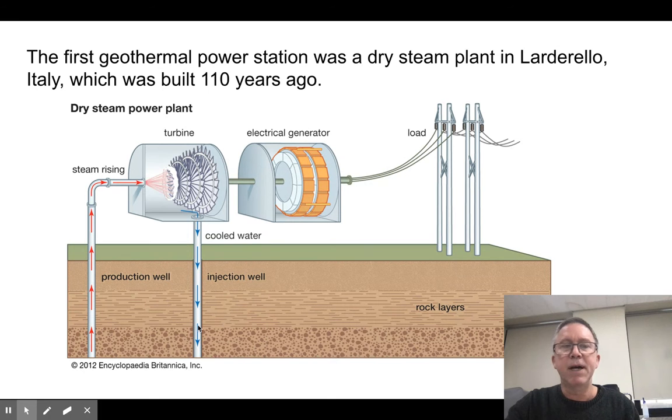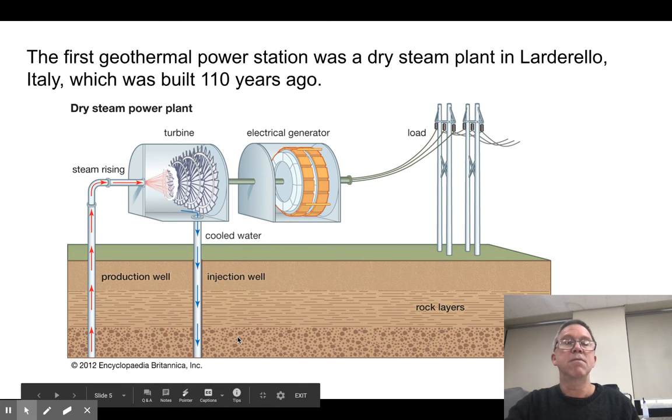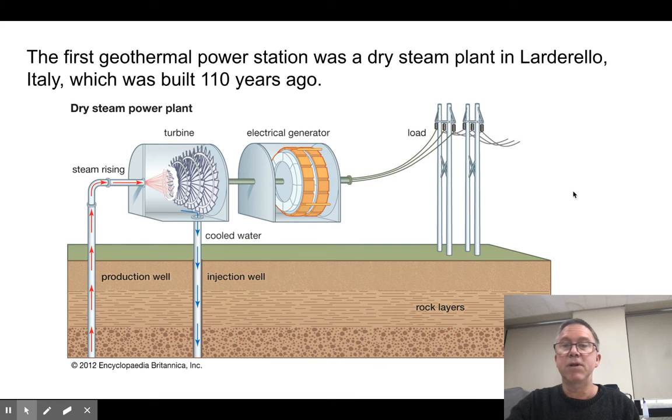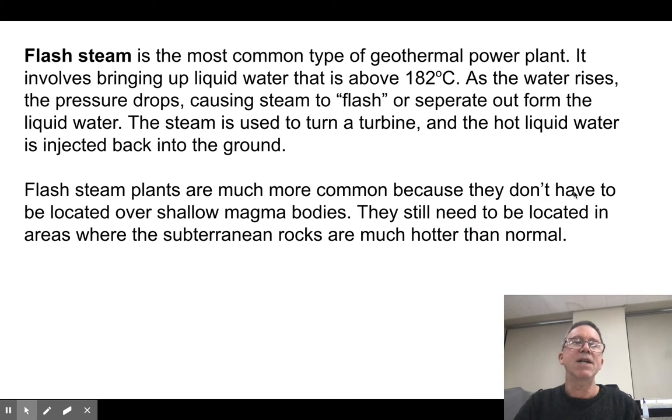We just pump it back and we call it an injection well, because even though it's cooled down, it's still really hot. And what we don't want to do is cause the rock down below us to end up becoming depleted in water or in temperature. Okay, and interestingly, the first one was near Mount Etna in Italy, and that was over 100 years ago, and it's been operational ever since. Now, flash steam is more common.